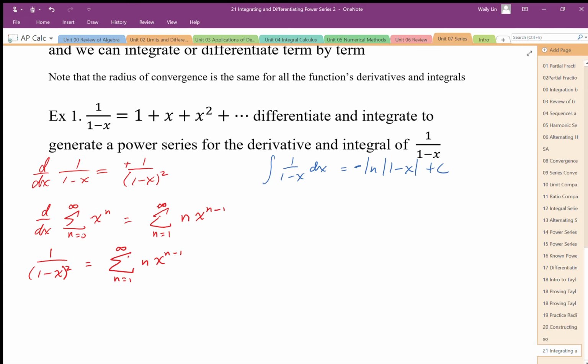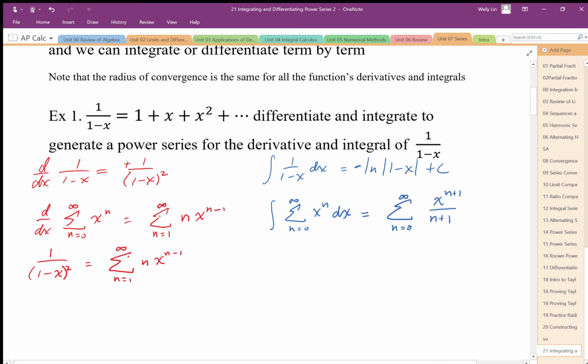So we can do the same thing here. We can integrate this series. So we're going to take the integral of this series from n equals 0 to infinity of x to the power n, and then we're going to end up with this new series. It's going to be x to the n plus 1 all over n plus 1, and this is going to go from 0 to infinity. There's my new series, plus c.